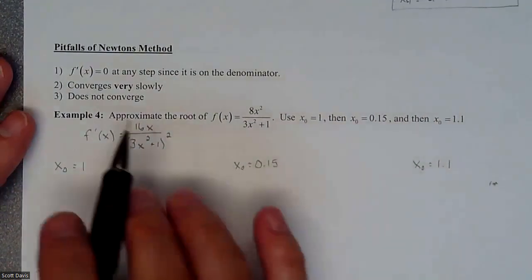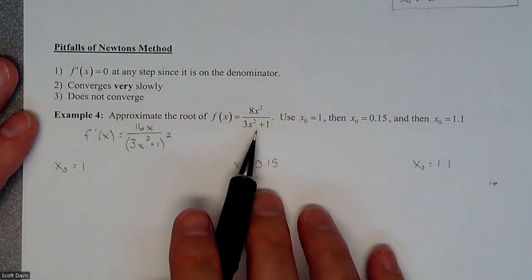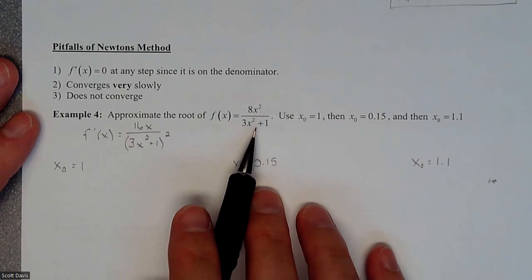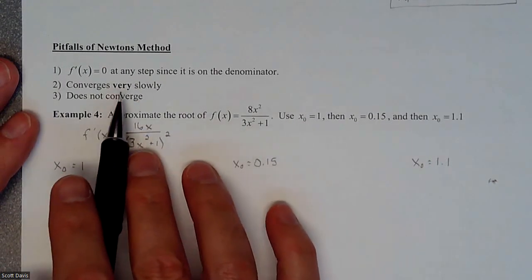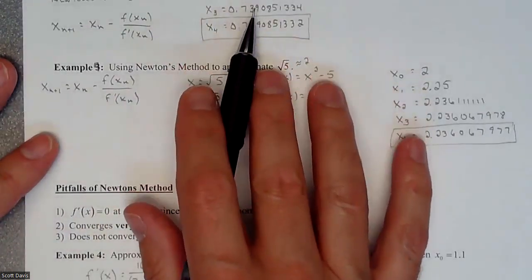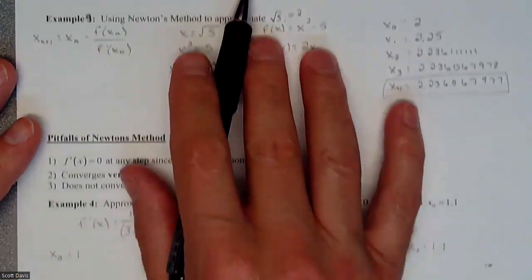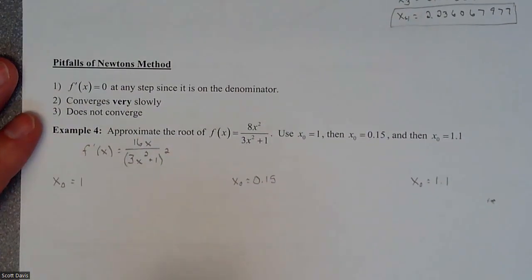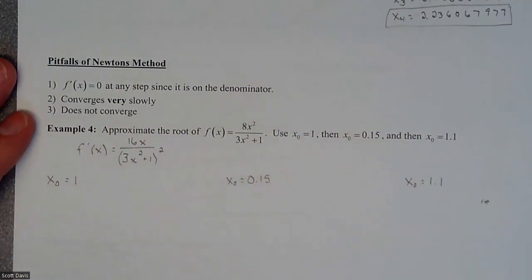So there are a couple problems. One is if you have a problem like this, we want to make sure that the denominator at no point equals 0. Also, a problem is that this thing starts to converge down to a point, but maybe it takes too long for it to converge or doesn't converge at all. All right, so here's a couple different situations.